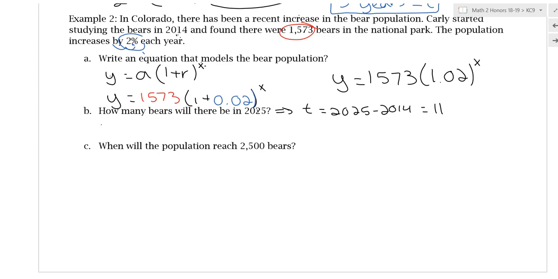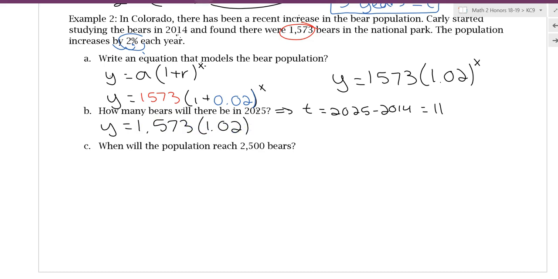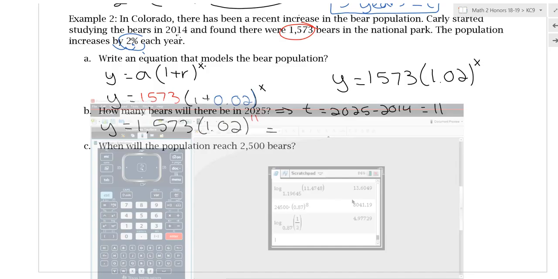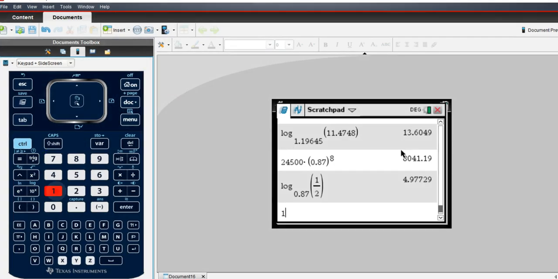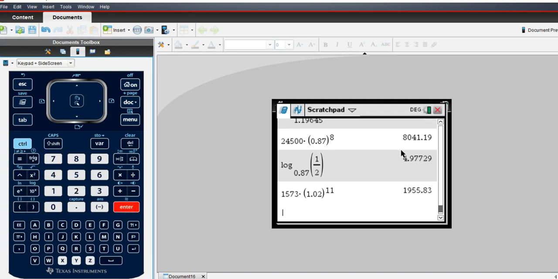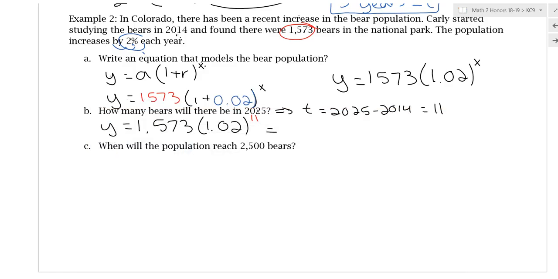So I'm going to take my equation, and now I am raising this to the 11th, which equals 1,573 times 1.02 to the 11th. We get 1,955.83 bears. It'd be even more terrifying to have 0.83 of a bear running around. So we're going to say 1,956 bears.